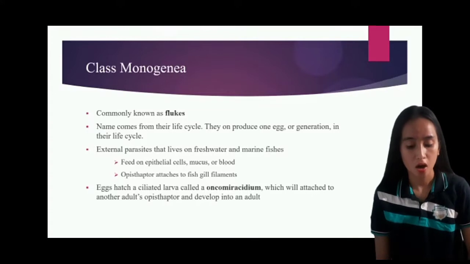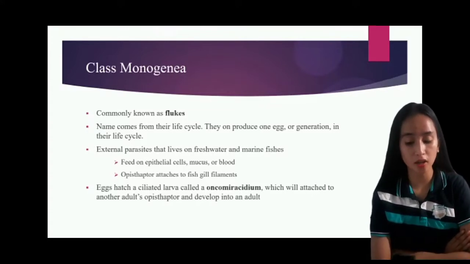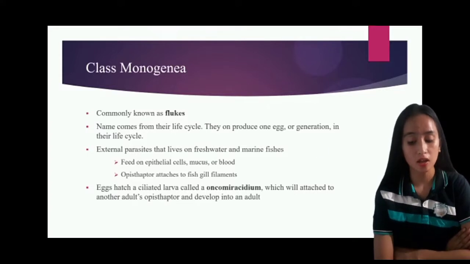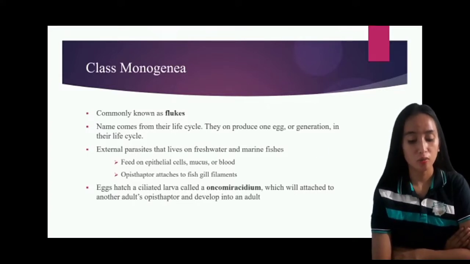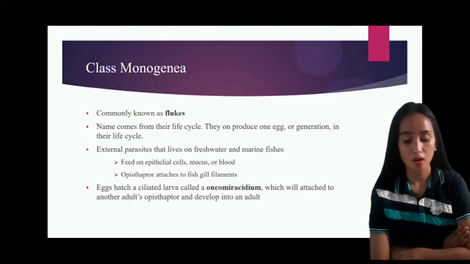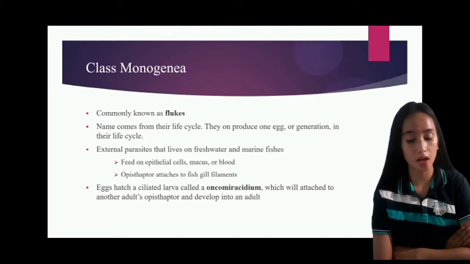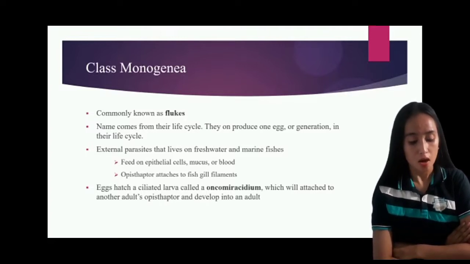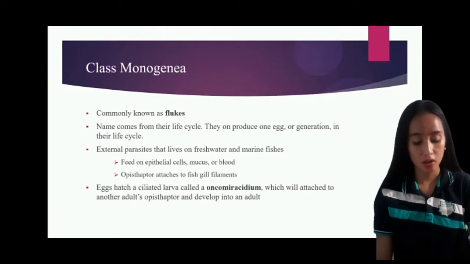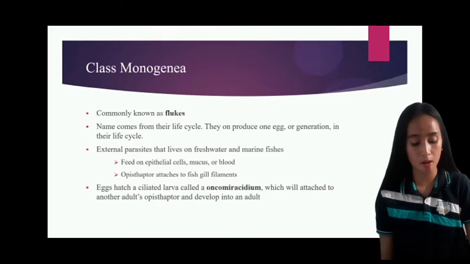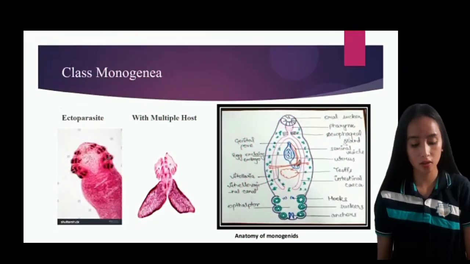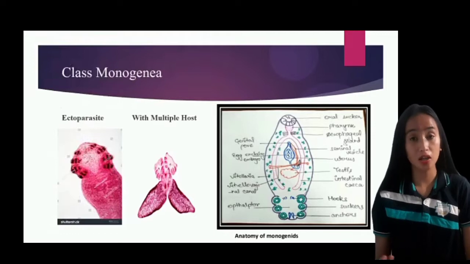Class Monogenea. Monogeneans are a group of ectoparasitic flatworms commonly found on snails, gills, or fins of fish. Monogenea is commonly known as flukes. The name comes from their life cycle. They all produce one egg, or generation, in their life cycle. Monogeneans lack respiratory, skeletal, and circulatory systems and have weakly developed oral suckers. Examples are Gyrodactylus, Gyrodactyli, and Archigyrodactylus.